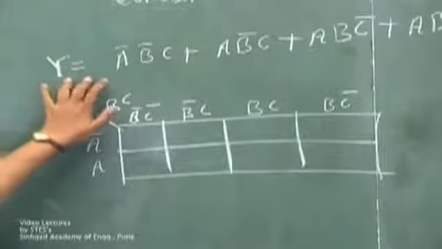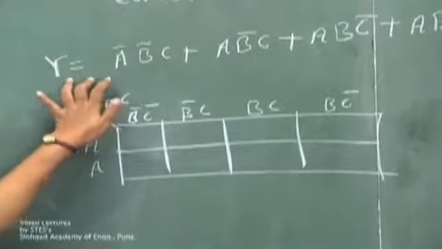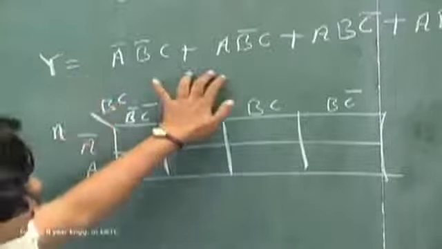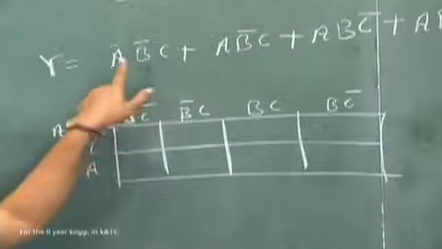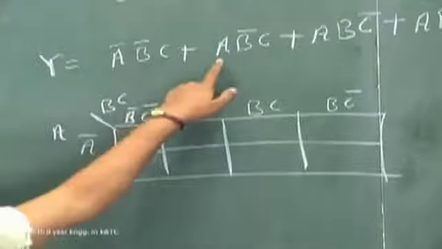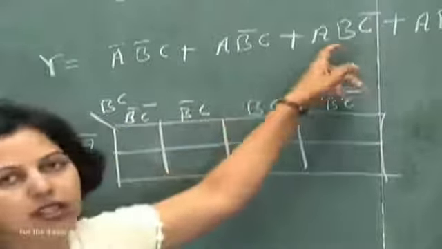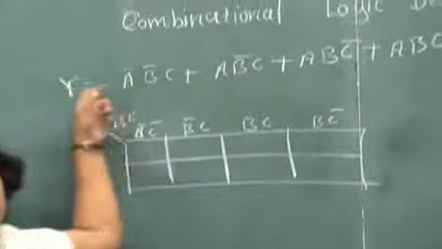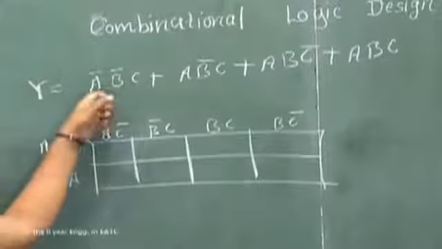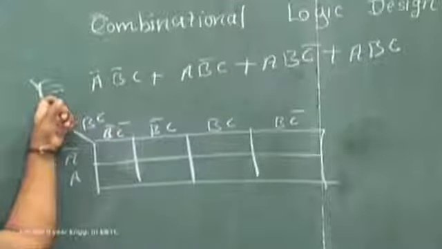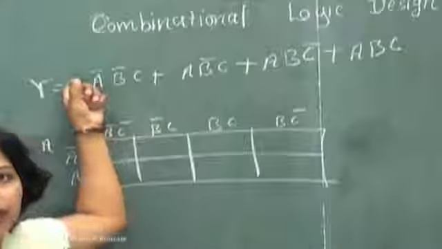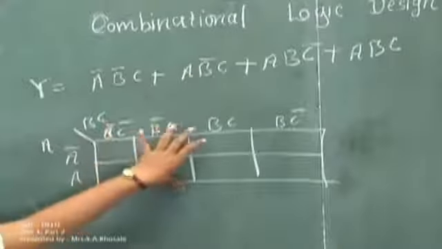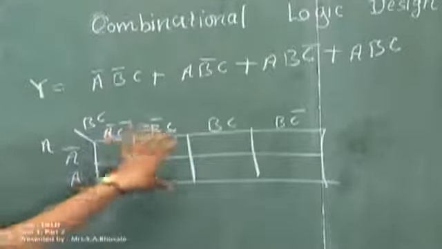First try to understand the significance of this equation. This equation signifies that whenever the combination of input is A bar B bar C or A B bar C and so on, at that time the output is going to be 1. That means when it is A bar B bar C, Y is going to be 1, or when it is A B bar C, the output is going to be 1. This is what we are going to write down using this equation or using the K-map.